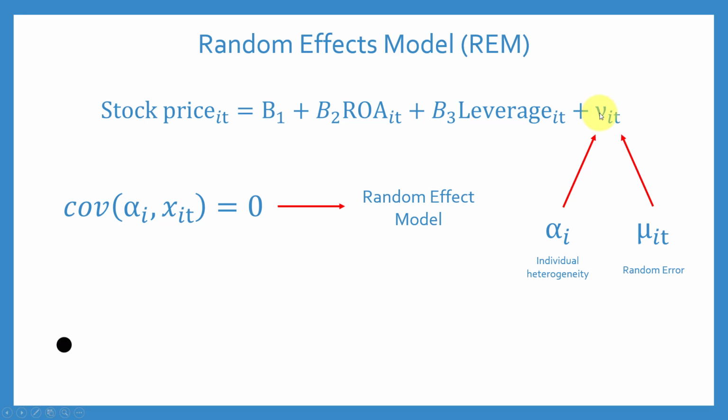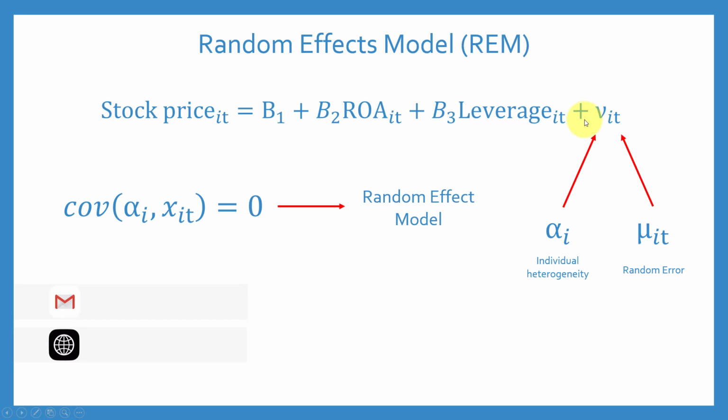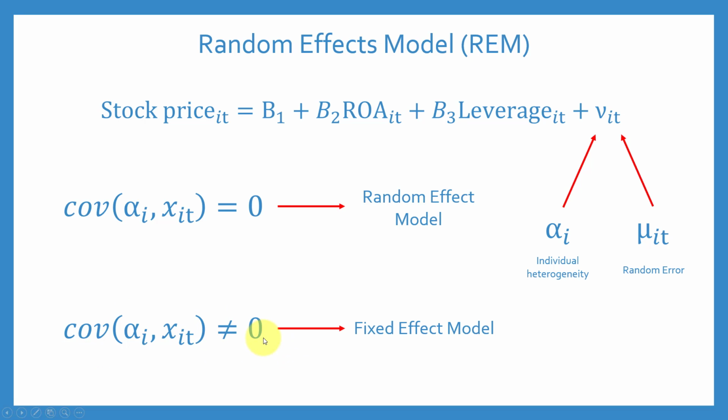But the issue is if it is correlated with our independent variable. So if there is no correlation with our independent variable, then that's fine. This is what we are going to check first. This is the assumption of this random effect model. So if there is no correlation between the individual heterogeneity and our independent variable, that is, the covariance is equal to 0, then we can safely use the random effect model. In case there is covariance between the individual heterogeneity and the independent variable, that is, this covariance is not equal to 0, then we can use the fixed effect model.